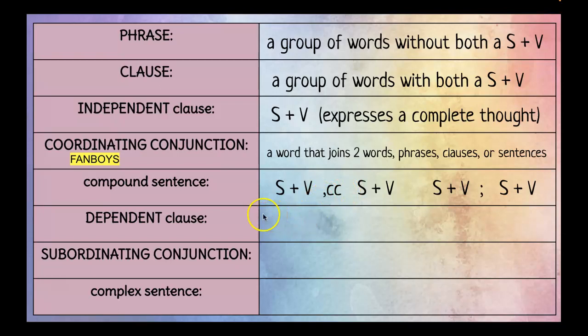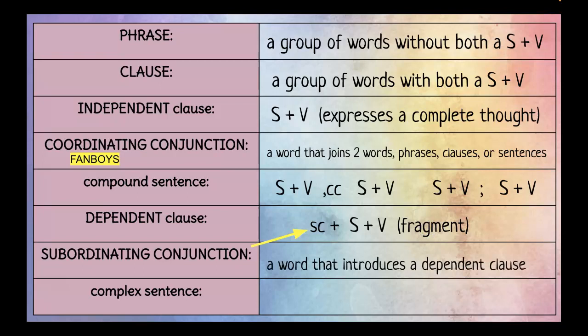Now we're going to add this new term here, a dependent clause. A dependent clause looks like a sentence because it has a subject and a verb, but it has this thing called a subordinating conjunction. A subordinating conjunction, when you put it at the beginning of the sentence, is going to change it so that it is not a complete sentence anymore. It's going to be a fragment.